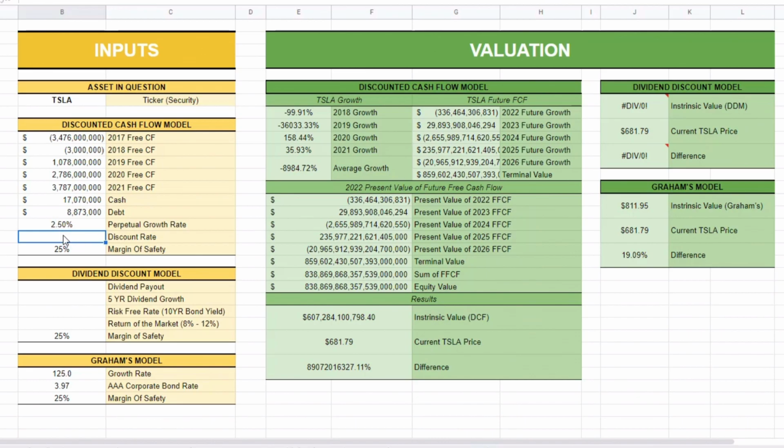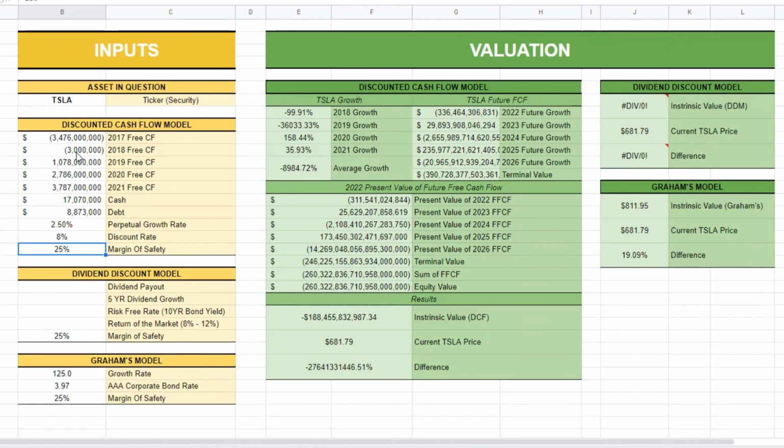And then we are going to choose a discount rate of about 8% with a 25% margin of safety. Now you can see that the numbers are kind of funky right now, and that's because the calculator is including these negative cash flows. So it's assuming that it's going to have a negative 9,000% average growth rate.